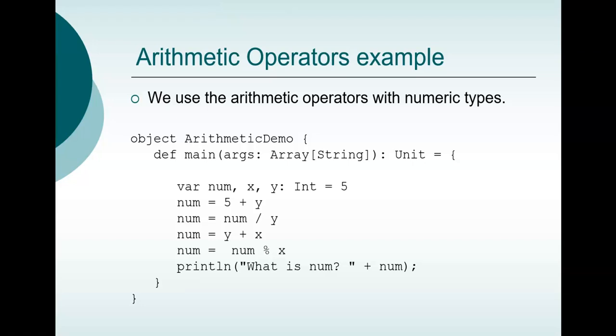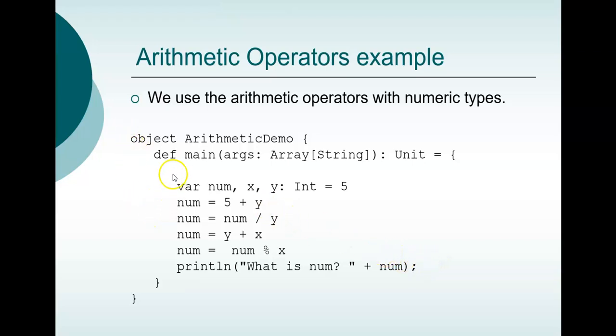So let's see how we can use arithmetic operators with numeric types. This is a simple program. We have object ArithmeticDemo. We have our main method. We have defined three variables, num, x, and y, all assigned 5. Then we say num is equal to 5 plus y. We can also have num equals num divided by y. Num equals y plus x. Then we say num is equal to num mod x. Then we can print our result.